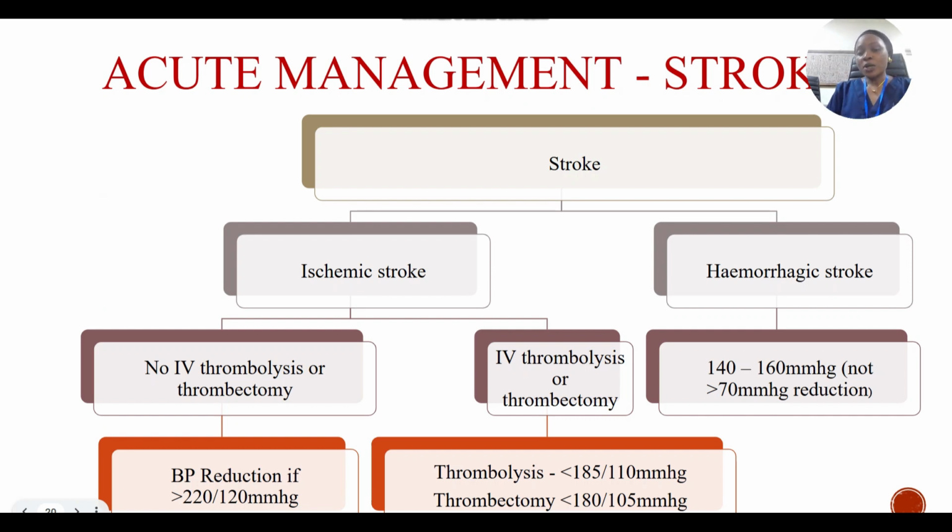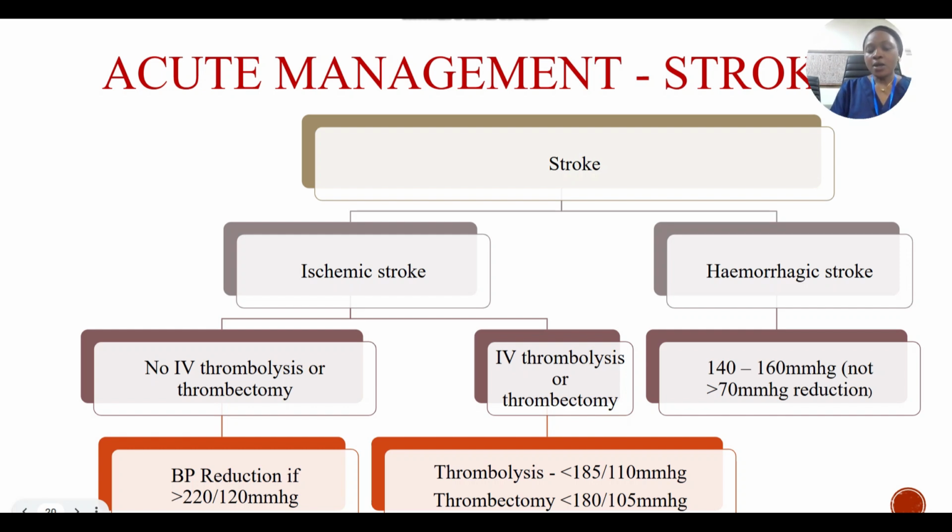Now, lastly, we are going to talk about acute management of blood pressure in stroke. So we have ischemic stroke and we have hemorrhagic stroke. In ischemic stroke, we already have limited perfusion to the brain. So when you don't plan to do IV thrombolysis or thrombectomy in ischemic stroke, it is advised that you don't reduce the blood pressure, unless the blood pressure is more than 220 over 120, that is, unless the blood pressure is very high.